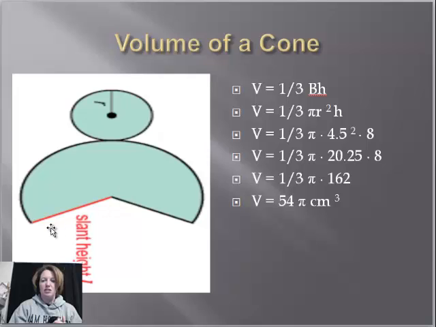So V equals 1/3 times pi times 20 1/4. 4.5 squared gives me 20 1/4 times 8. V equals 1/3 pi times 162. Now I'm going to leave the pi symbol in there. As we talked about, leaving the pi symbol, the answer is actually more accurate than if I was to round to 3, 3.1, 3.14, or use 22/7. So 1/3 of 162 is 54, so 54 pi centimeters cubed.